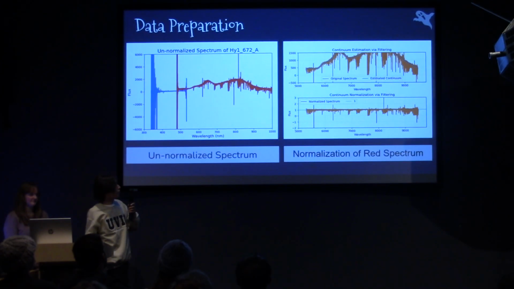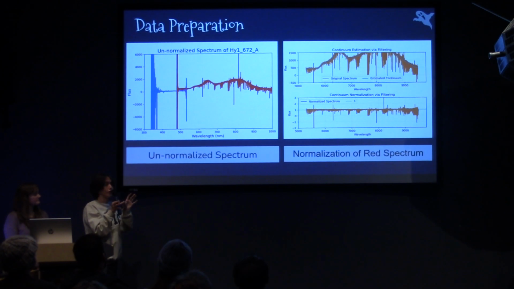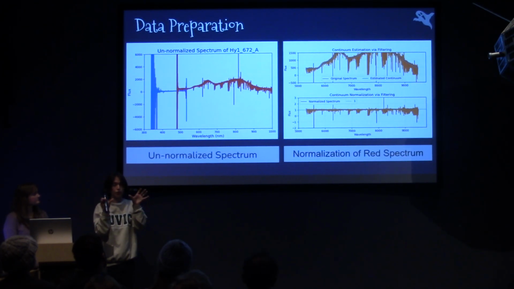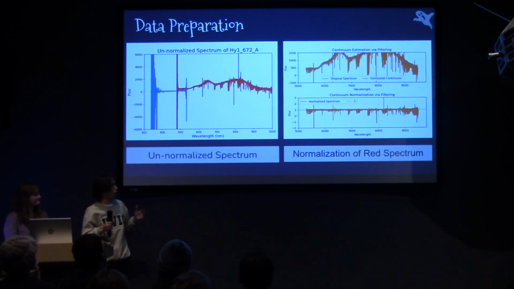After we normalized each of these spectra, we would then stitch them together. So the blue region on the left side and the red region, once they were both flat, we would just put them together and we'll have one large continuous spectrum for each of the stars.